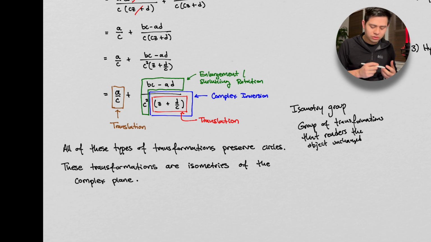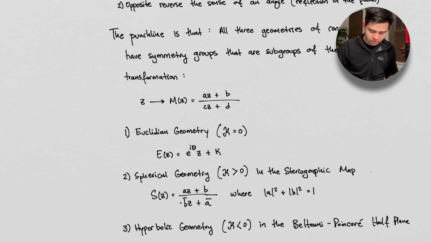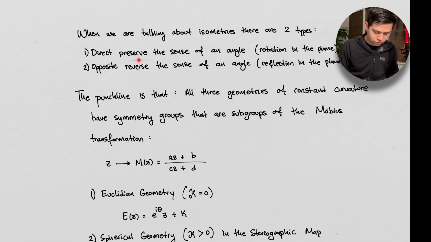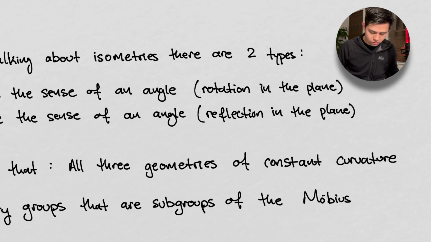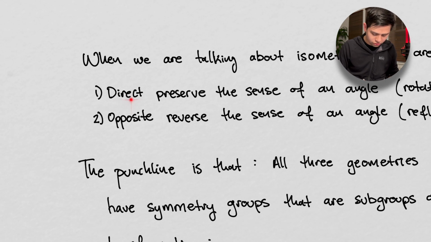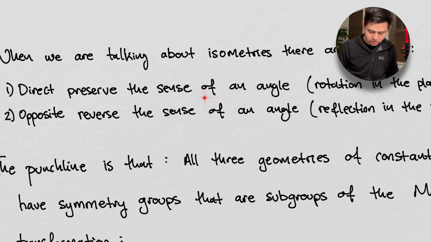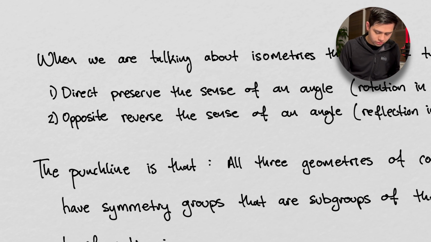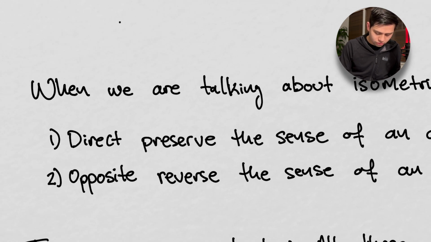Now, there's two types of isometry groups, and one of the types is called a direct isometry group. So when we're talking about isometries, there's two types. We have the direct isometry, which preserves the sense of an angle. So you can imagine if you have an angle, say, I'll draw it right here.